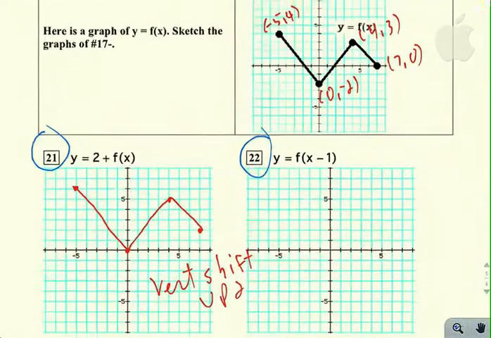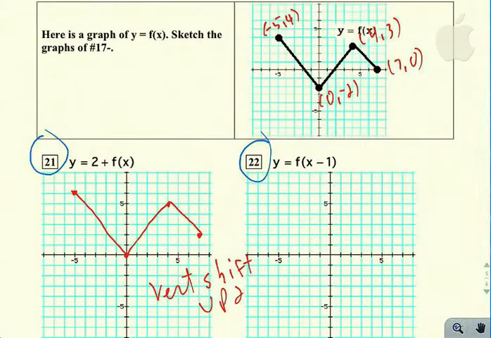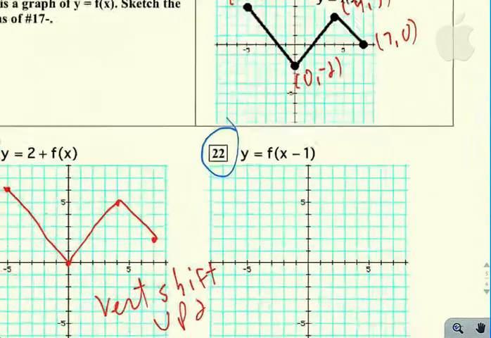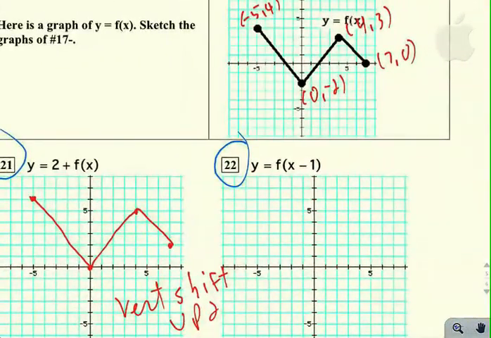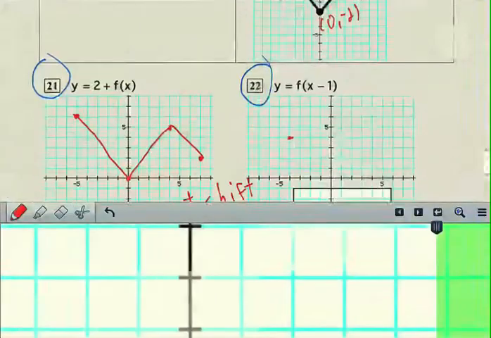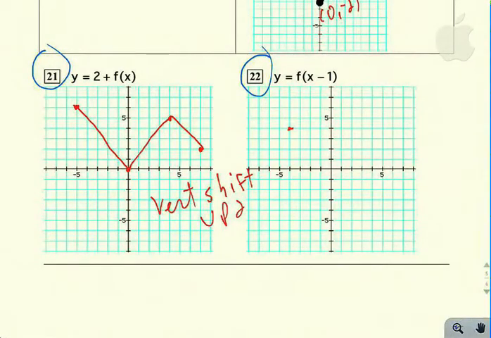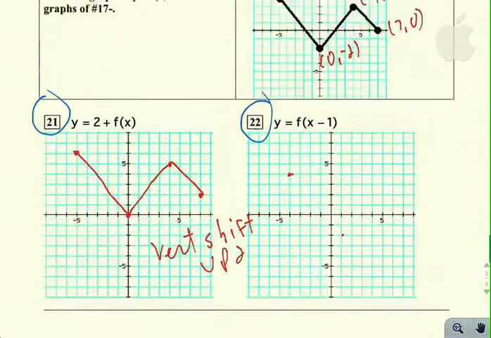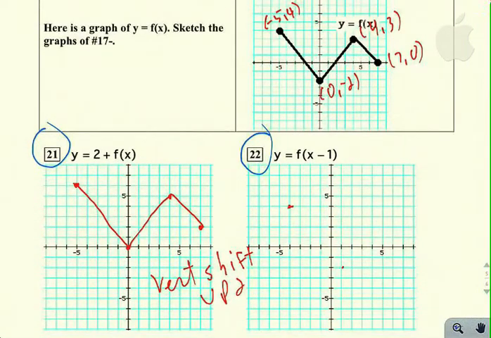Now what's happening in number 22? Well, we're going to take the original graph and move it to the right 1. So all the x's will be 1 greater. So negative 5, 4 will now be negative 4, 4. And 0, negative 2 will be 1, negative 2. And 4, 3 will now be 5, 3. And 7, 0 will now be 8, 0.